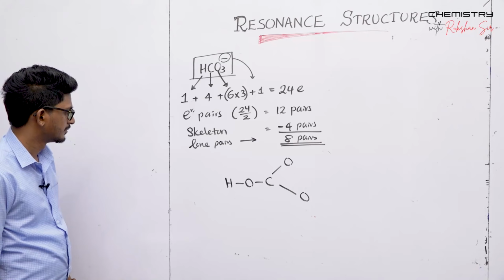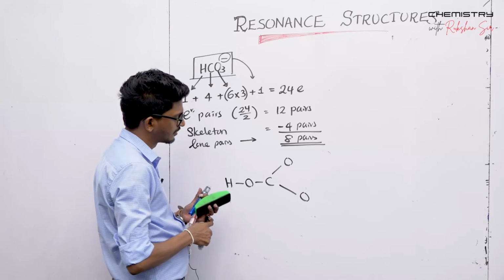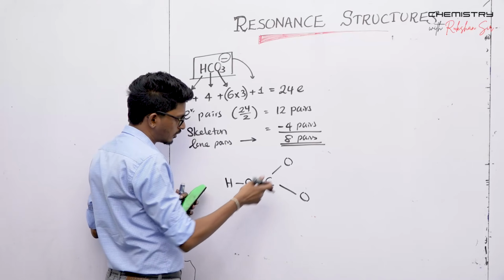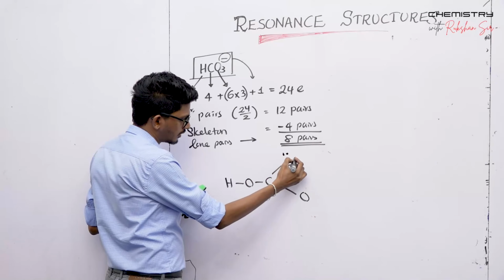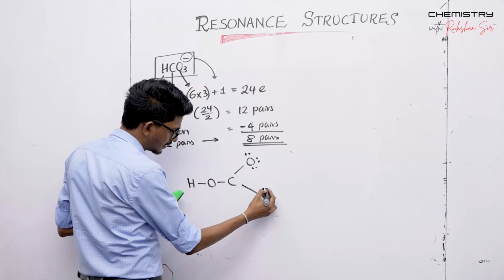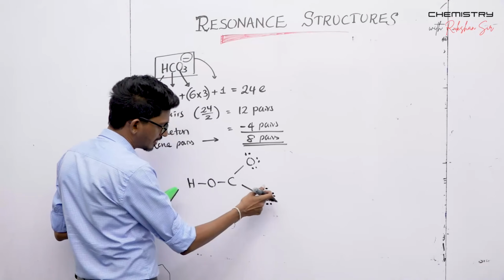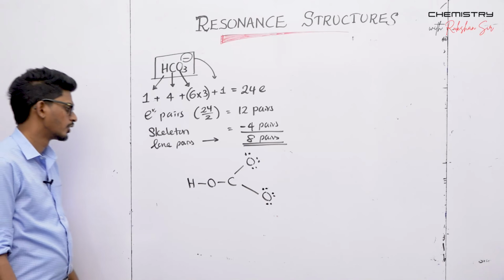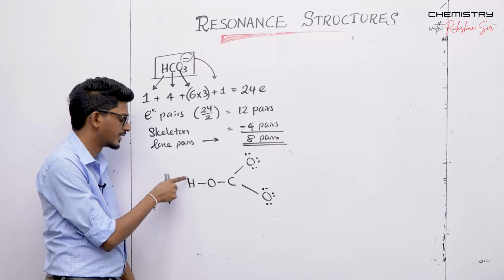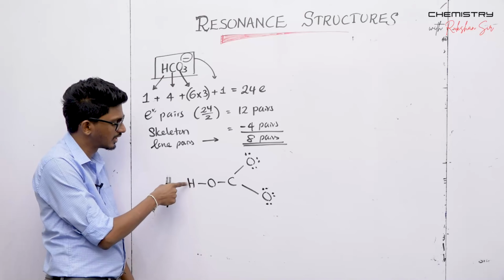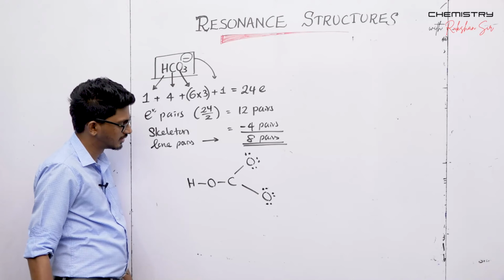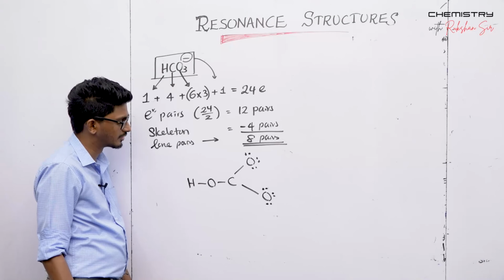First allocate the pairs to the terminal atoms, fulfilling the octets. Octet means 4 pairs should be fulfilled. So 1, 2, 3, 4 pairs completed for this oxygen. 1, 2, 3, 4 pairs are completed with this oxygen as well. Then comes this hydrogen. Hydrogen is not supposed to fulfill the octet. Hydrogen is a first row element, so only 2 electrons are allowed in its valence shell. That is completed now with the bond, so hydrogen is not concerned to receive electrons.